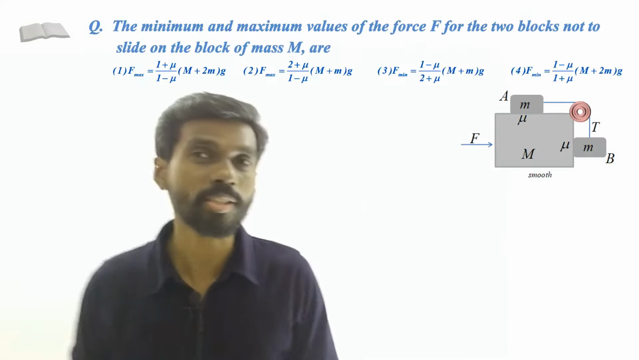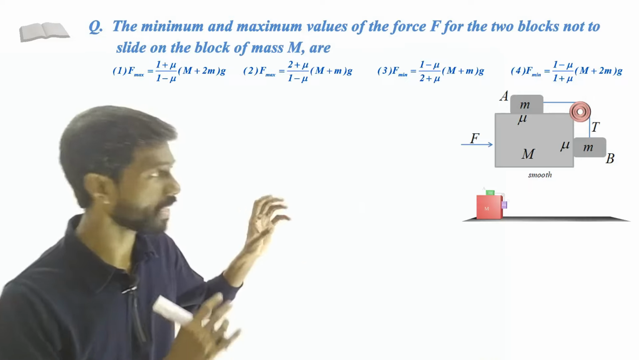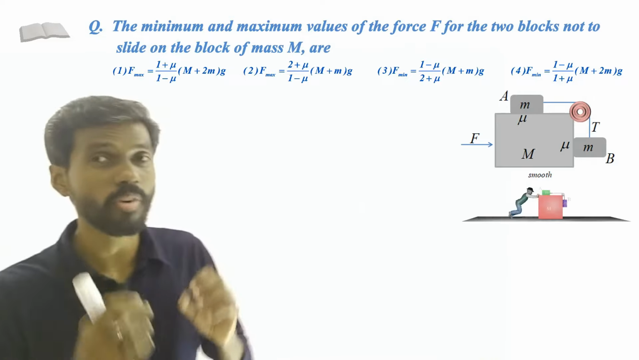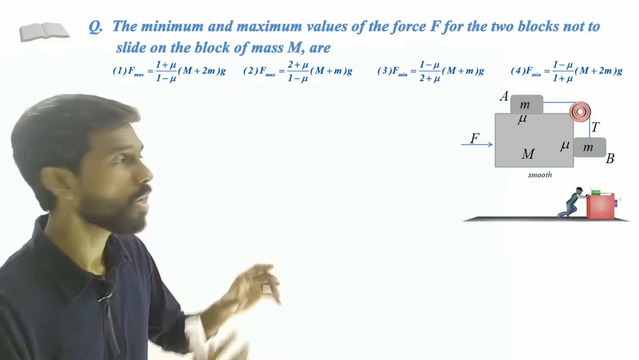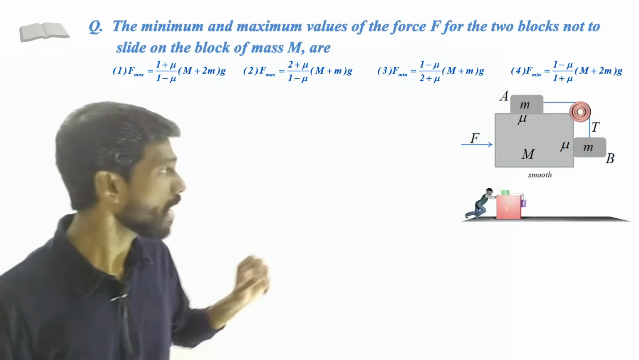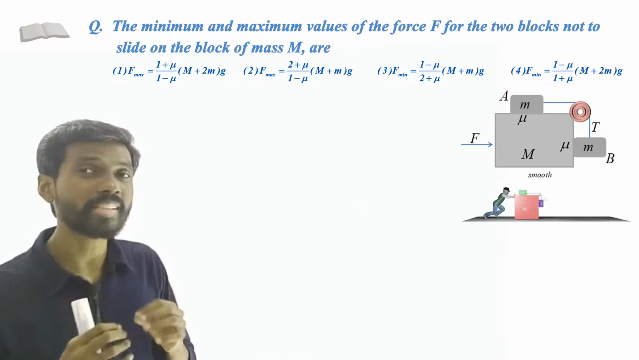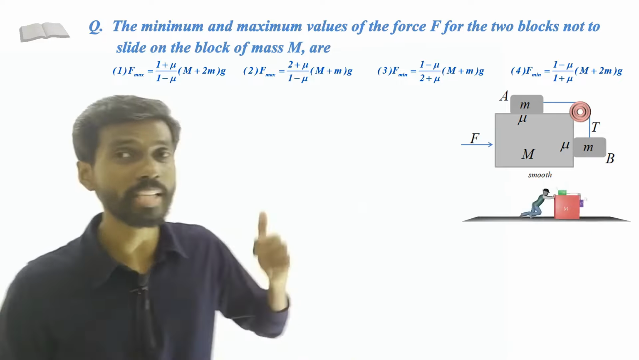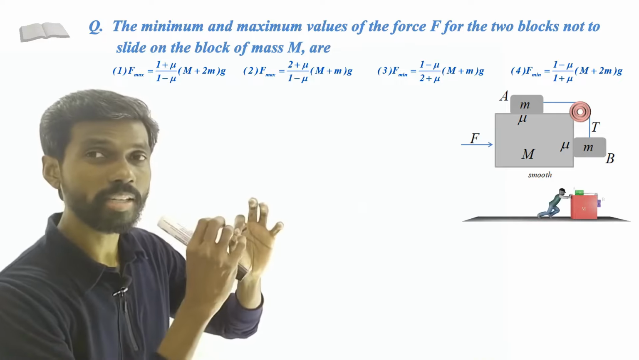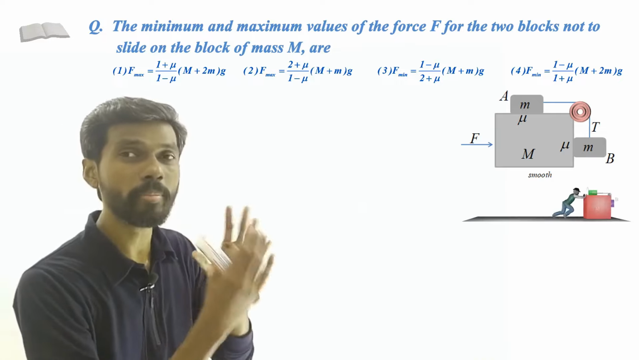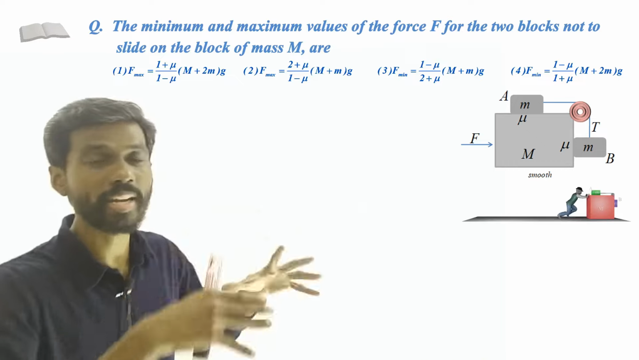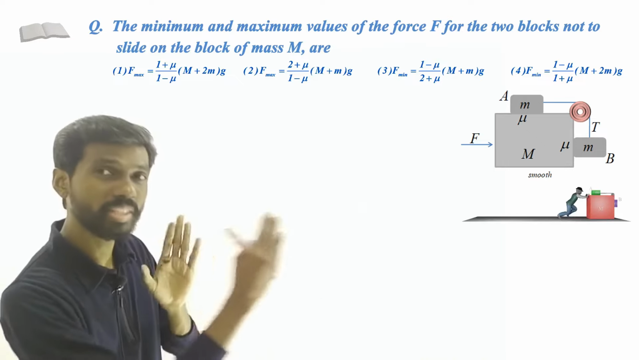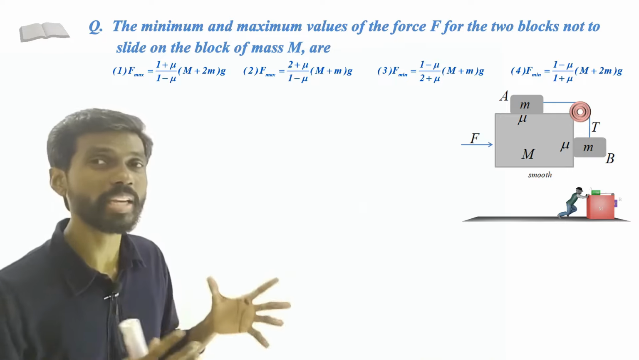This is similar to the last question, but two blocks are there which are connected by a string. So we have to find the minimum and maximum force F for these two blocks to be in equilibrium with respect to that bigger block. Here we are not finding the exact force F; we have to find the range, minimum and maximum. In the last question, it is the exact force. For that force, it will be in equilibrium. Less or more, the object will slide. But here it is not the case. The F can lie within that range for the system to be in equilibrium.